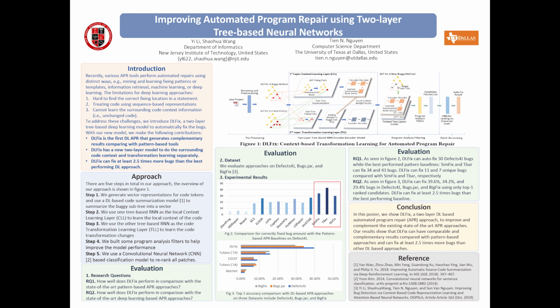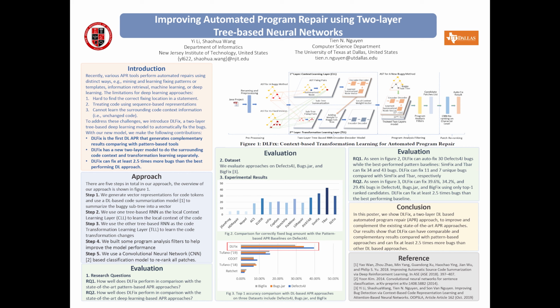Our experiment results show that DL-Fix can auto-fix 30 Defects4J bugs, while the best performing pattern-based baselines, SimFix and TBar, can fix 34 and 43 bugs. DL-Fix can fix 11 and 7 unique bugs when compared with these two tools, which proves that our approach can have comparable results with pattern-based APR approaches.